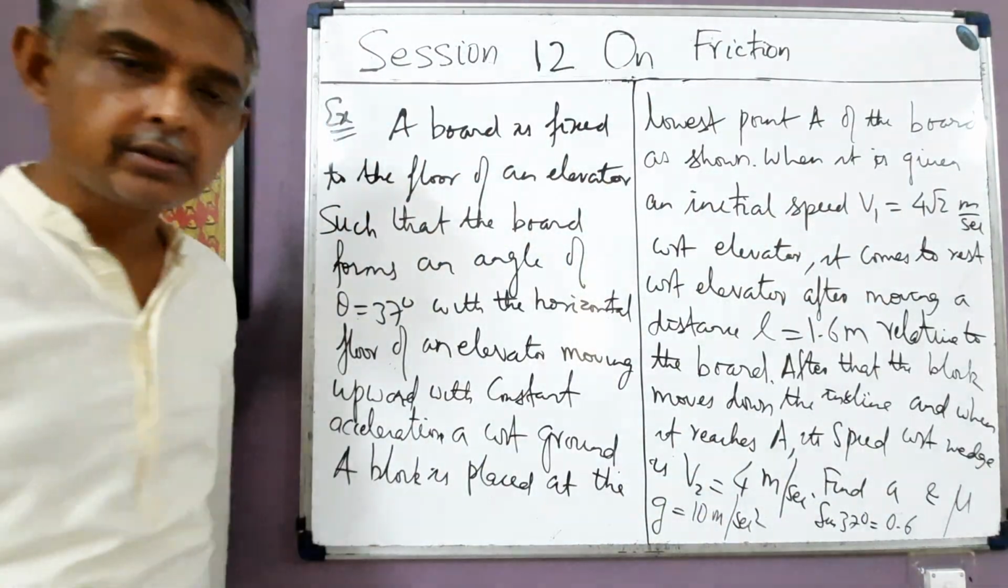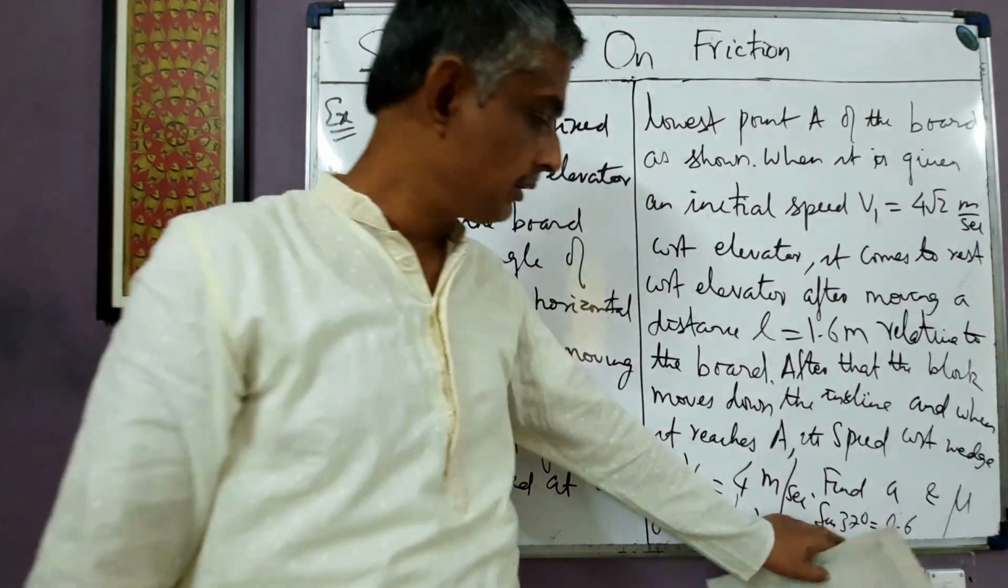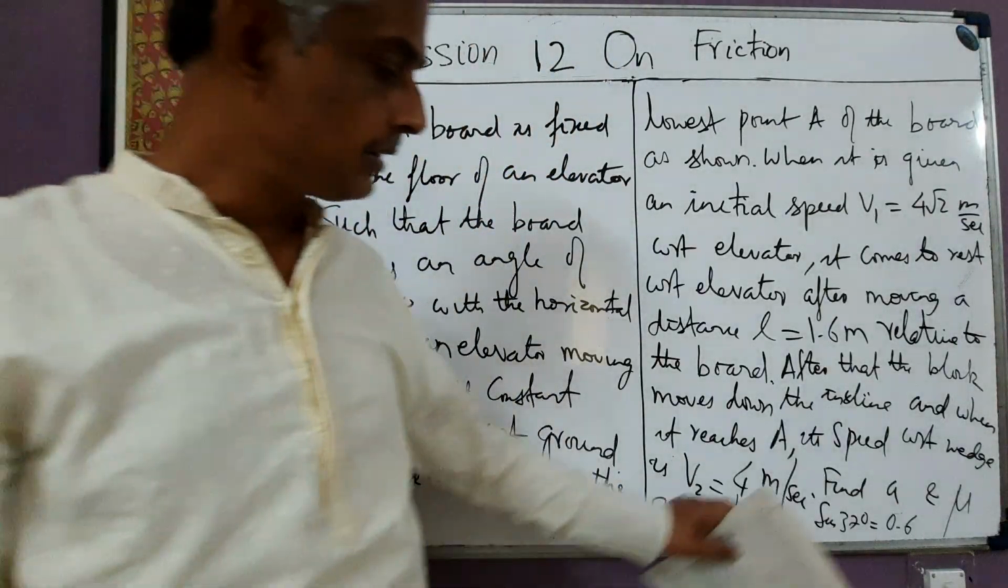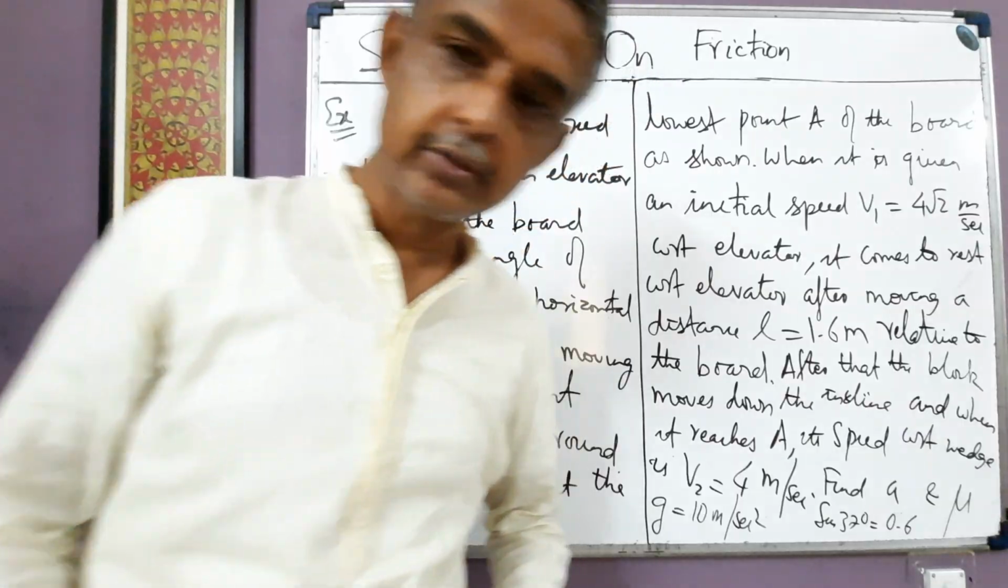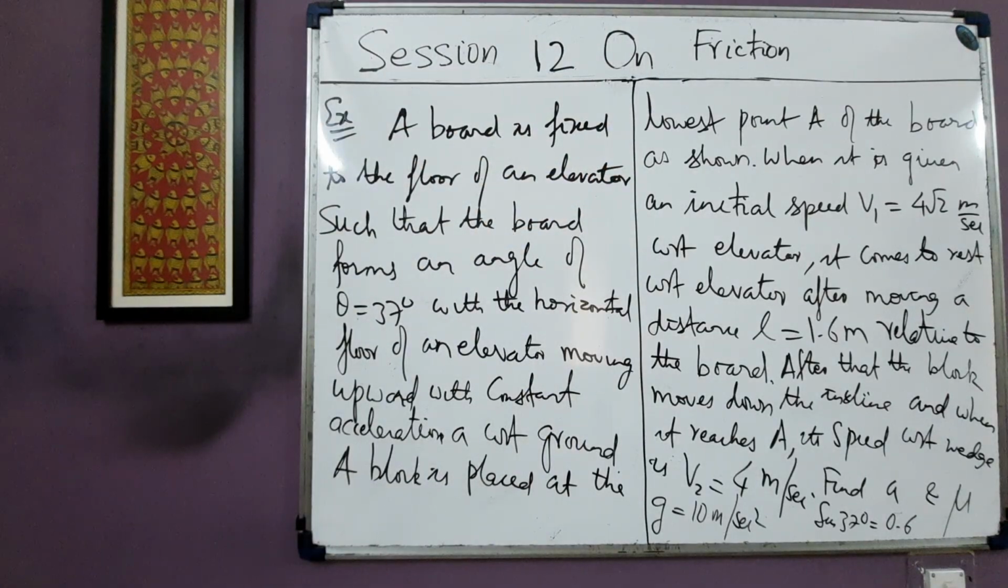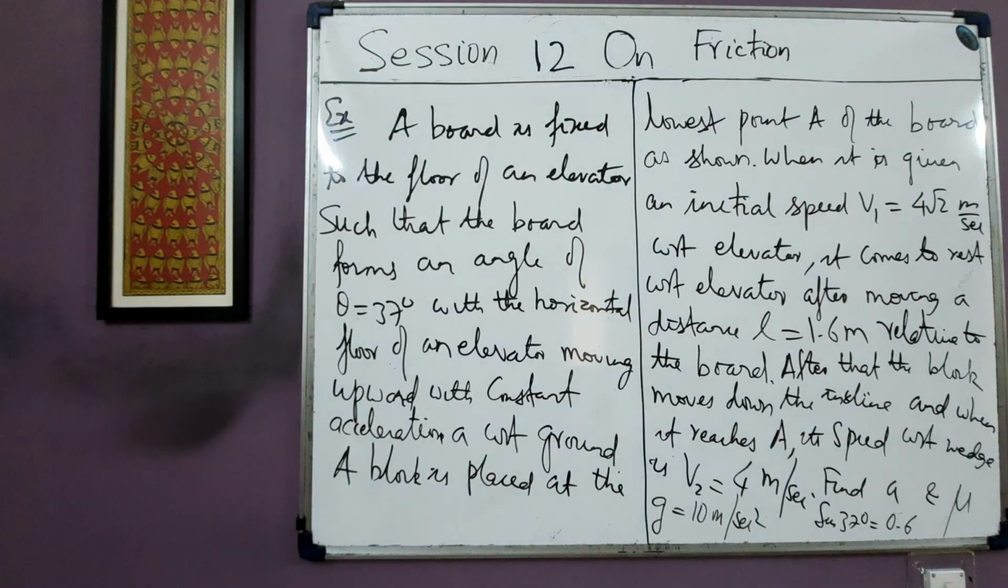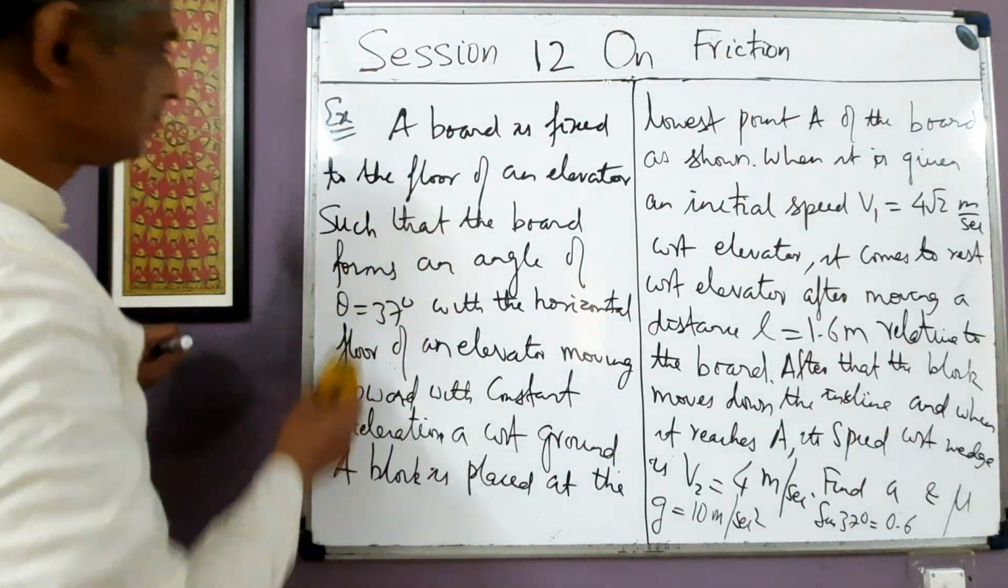Famous angle of physics, 37 degrees. Sin 37 degrees is given to be 0.6, so cos 37 degrees becomes 0.8 and tan 37 degrees becomes 3 by 4. All right, so this is the question.